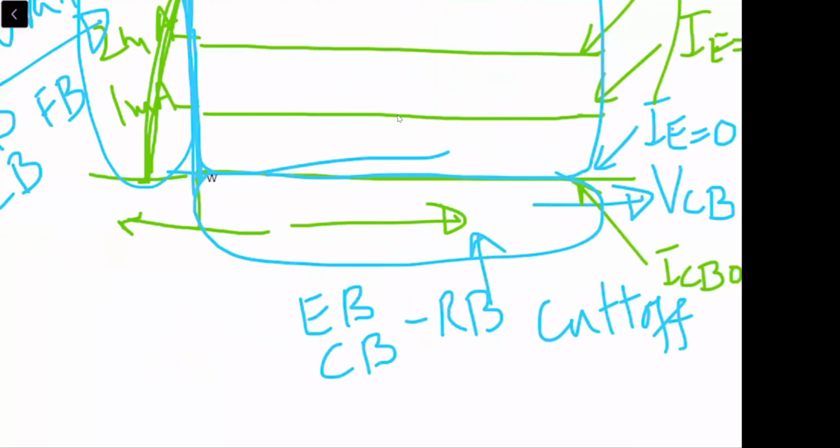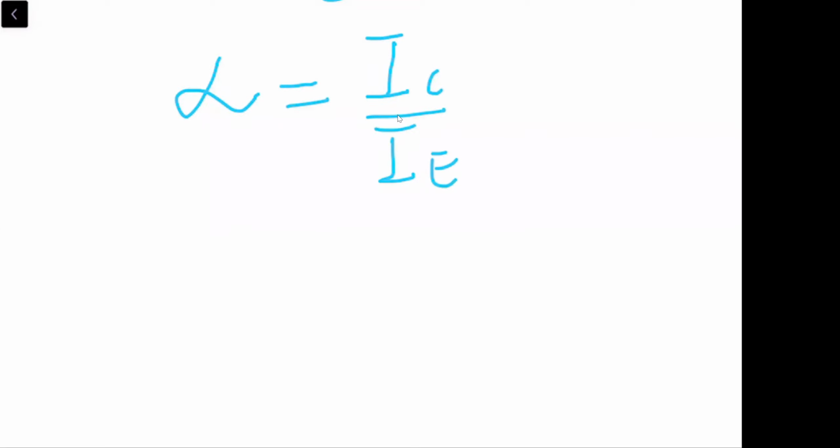Now there is a term called alpha, and alpha is basically the ratio of the component of the collector current to the emitter current which is due to the majority carriers. The emitter current is due to the majority carriers, while the collector current has two portions: one is the component due to the majority carriers, and one is the component due to the minority carriers.